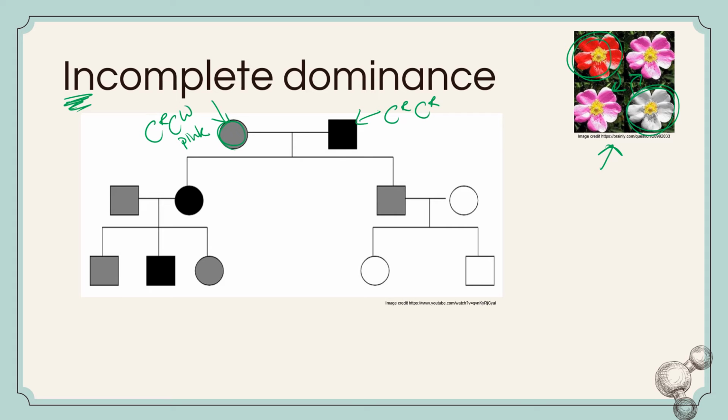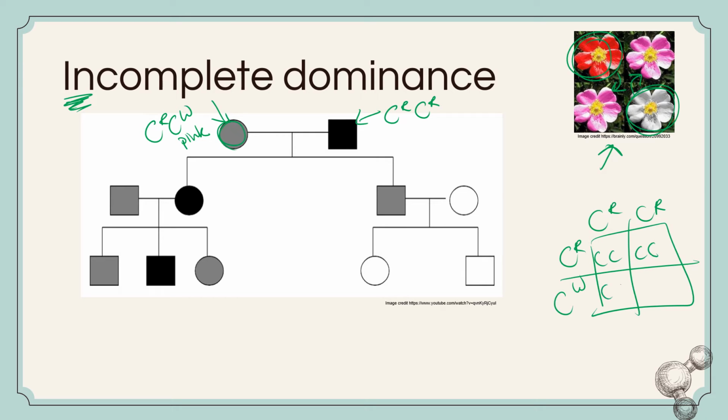And when these two cross, we've got CRCR and CRCW in our Punnett square, and we have oh so many C's, and we have some R's, and we have some W's, and we have some more R's. So we should have about half of the offspring red and half of the offspring pink. And look, we have some reds and we have some pinks.